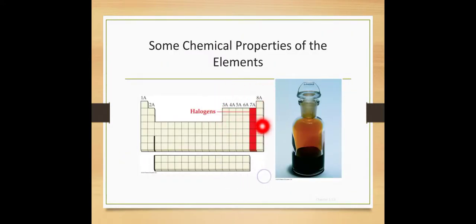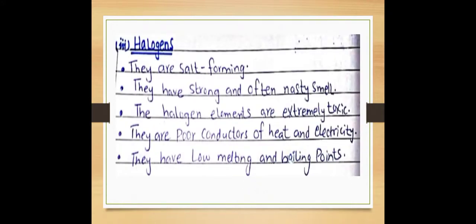Halogens are the elements that belong to group 7A, and they are salt forming. They have a strong and often nasty smell. The halogen elements are extremely toxic. They are poor conductors of heat and electricity, and they have low melting and boiling points.